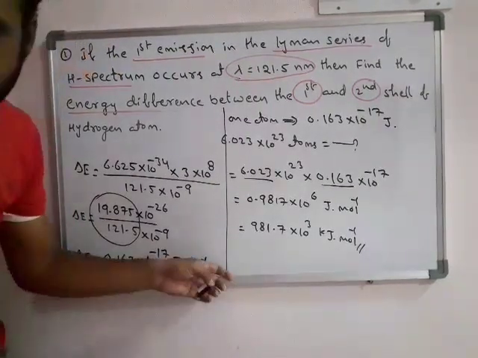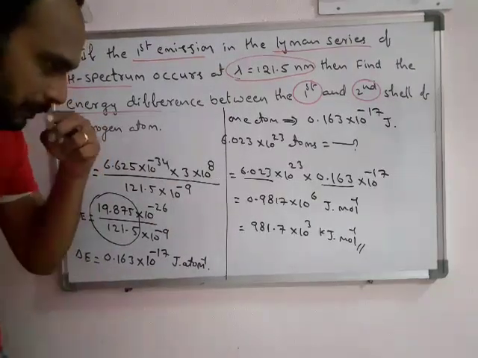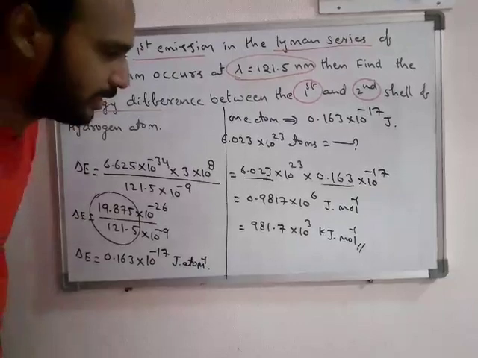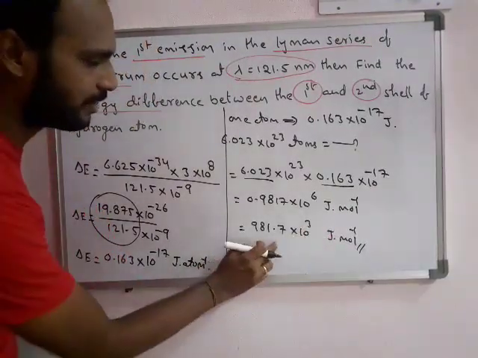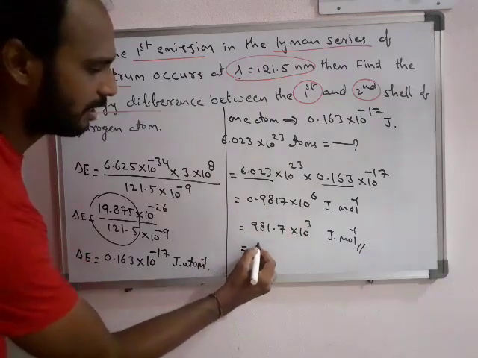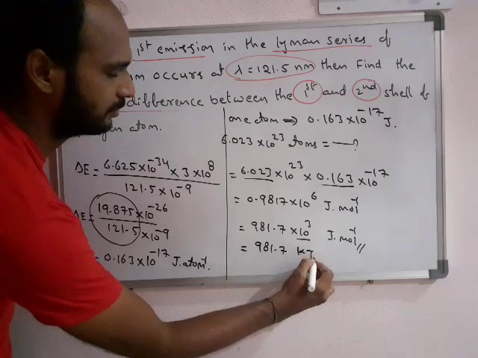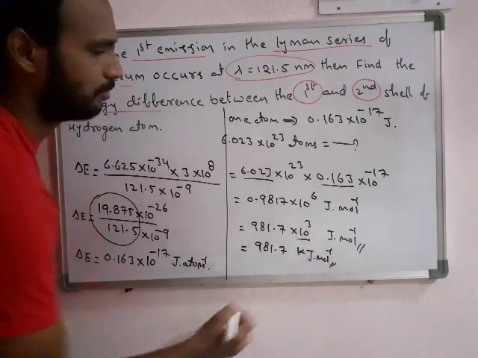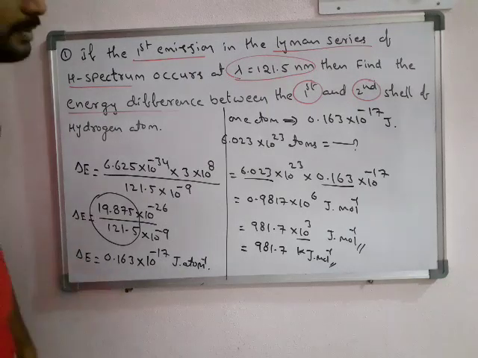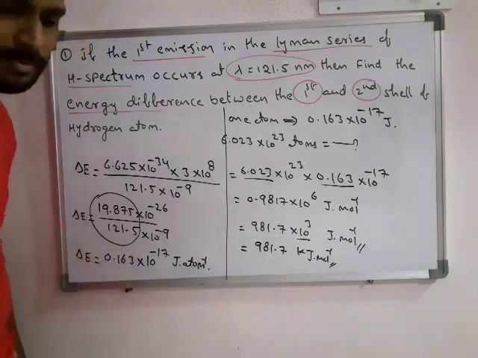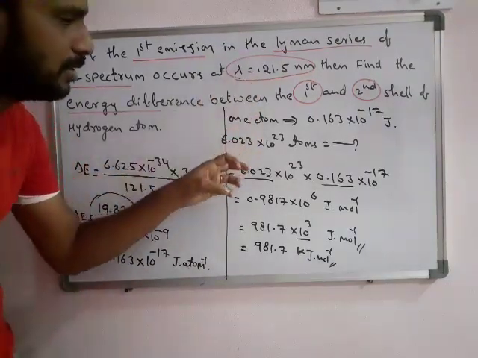Okay, this is the energy difference. So 981.7 already, and now we can write 981.7 kilojoule per mole. Okay, so this is the energy difference per atom, per mole, in kilojoules per mole. The important clue here is lambda: we convert the lambda into energy, that's it.